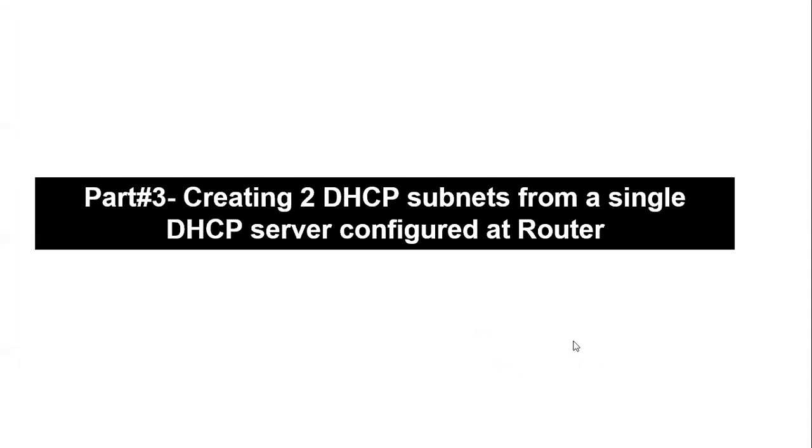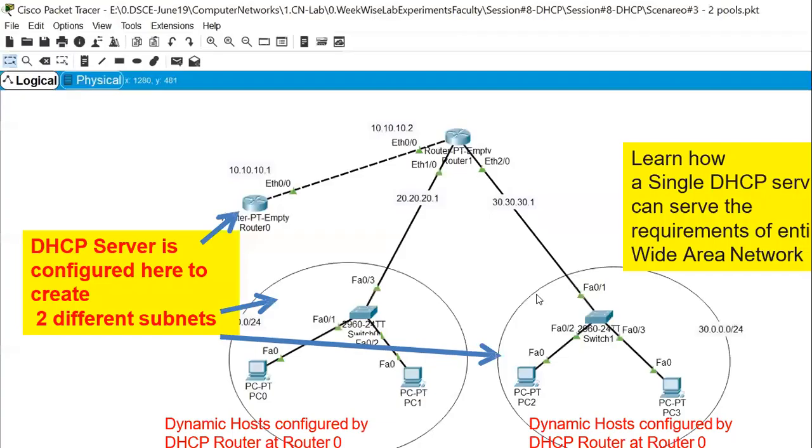So in this session, we'll see how to create two DHCP subnets, and one DHCP server will be configured at the router, and from this router, the dynamic addresses will be allocated. The configurations will be like this.